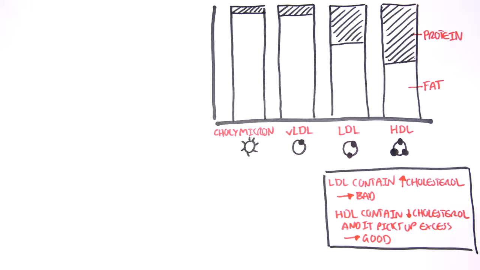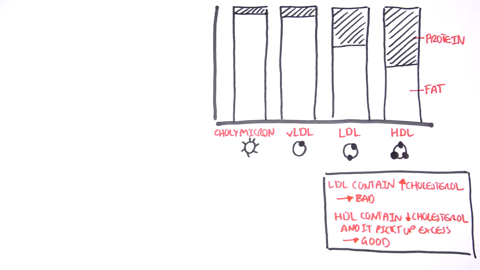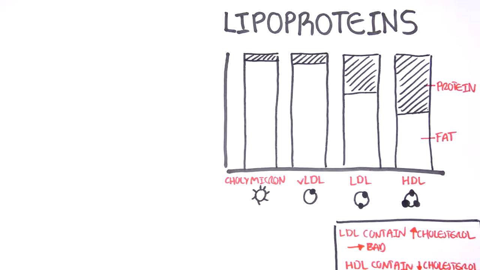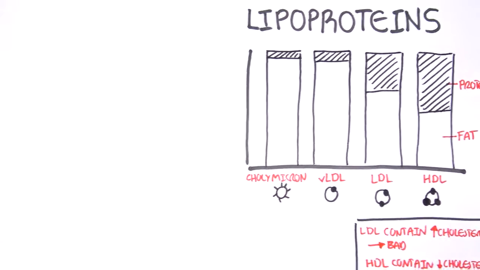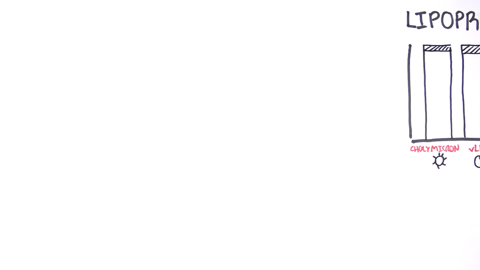If this doesn't make sense, don't worry, we will try to follow a story for each of these lipoproteins and see what they do in our body. Let us begin with chylomicrons. Chylomicrons are responsible for transporting fats that we have absorbed in our diet and delivering it to body tissues.